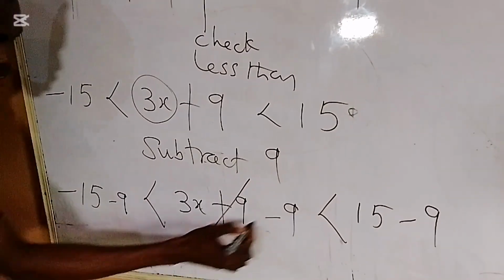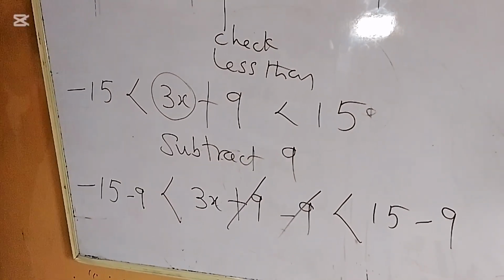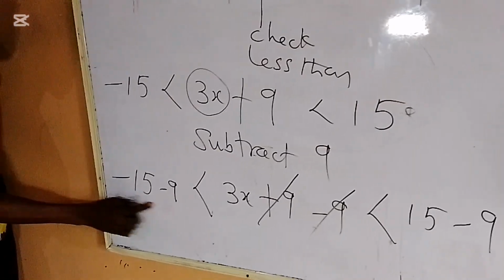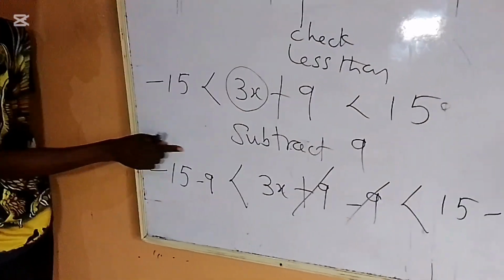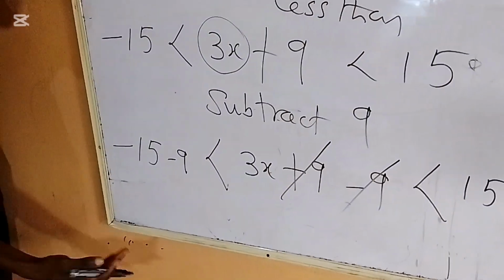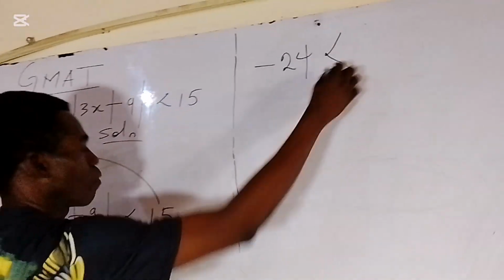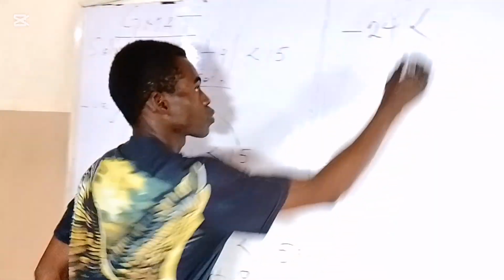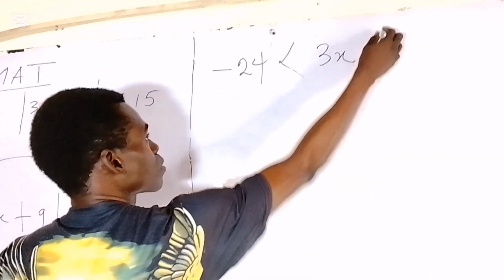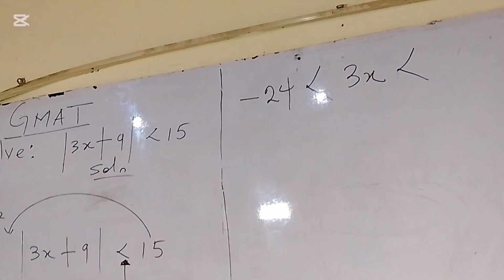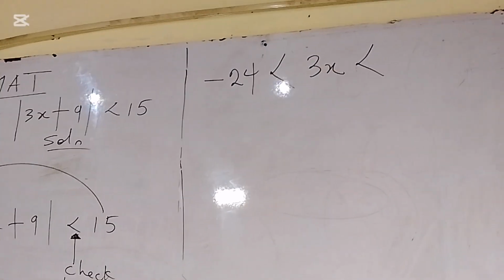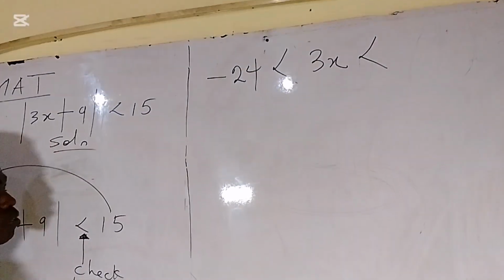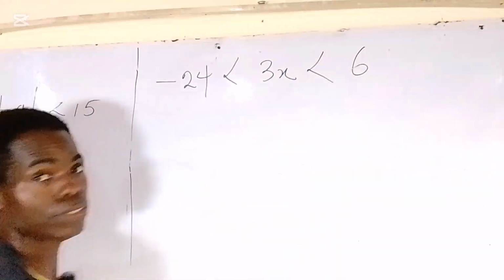This will cancel first, so 3x is alone, right? The next one is this guy. What is minus 15 minus 9? That will give you minus 24. So let me write it here: minus 24. And what about this side? This side we have 3x. Then what about this side? This side we have 15 minus 9. What's 15 minus 9? We have 6.